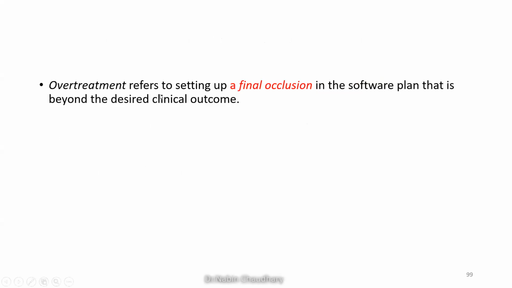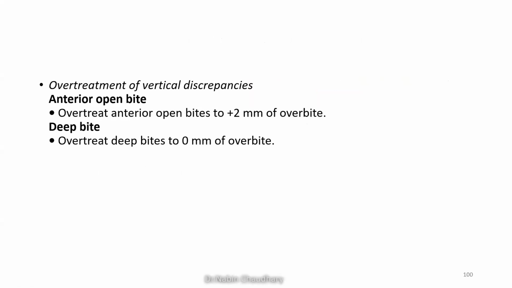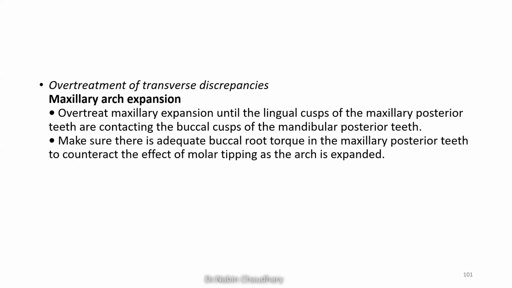And the overtreatment, as already said, refers to the final occlusion in the treatment plan that is beyond the clinical outcome, and this is generally required in case of the open bite. So in case of open bite, we can over-engineer the CLINCHECK program of +2 mm overbite, and in case of the deep bite, we can over-engineer the bite up to 0 mm of reduction of the overbite.